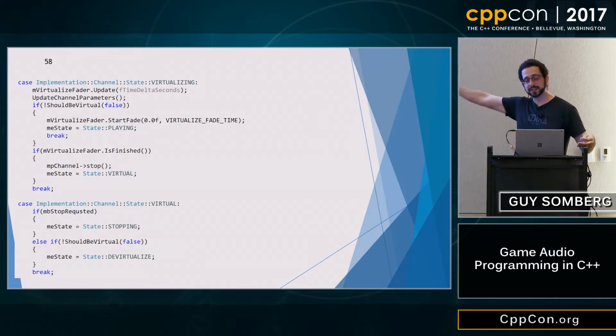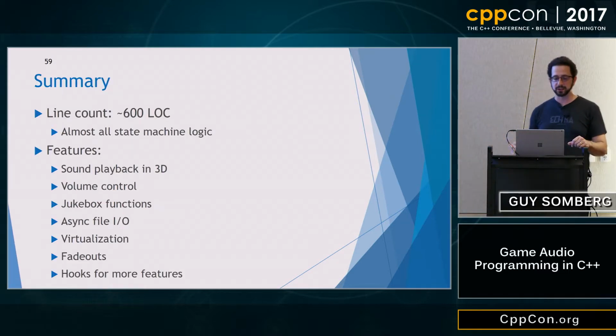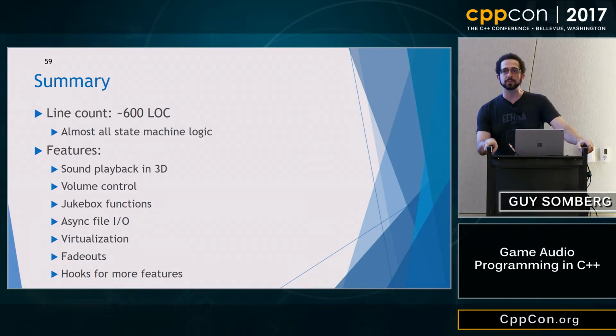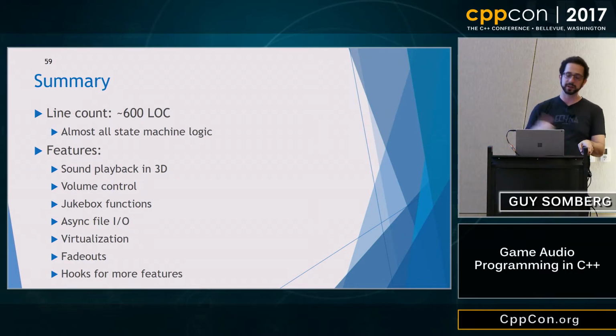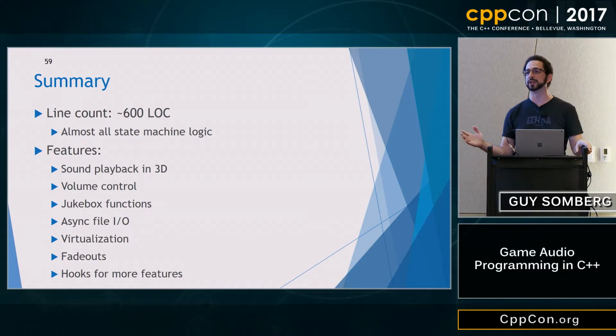Here's the code for the virtualizing stuff. I'm not going to go through it, but you can see it has the same shape. We do some updates. We check to see if we should be transitioning to a new state. And I'm only showing it for completion. All in all, there's about 600 lines of code. And most of the difference between the previous engine and the current engine is the state machine logic.